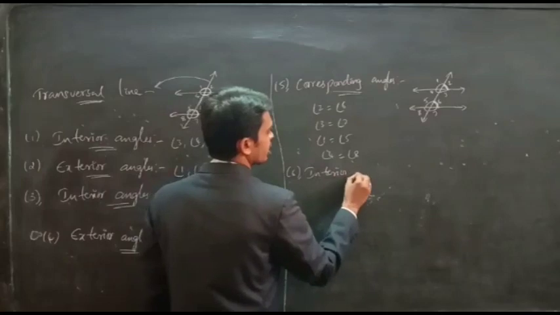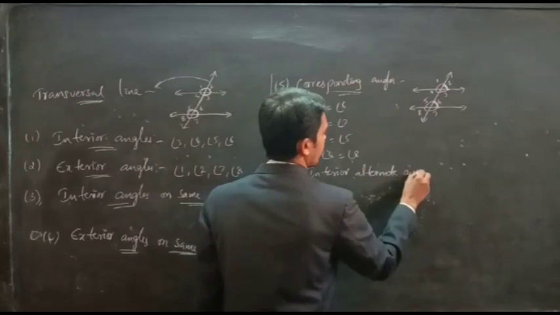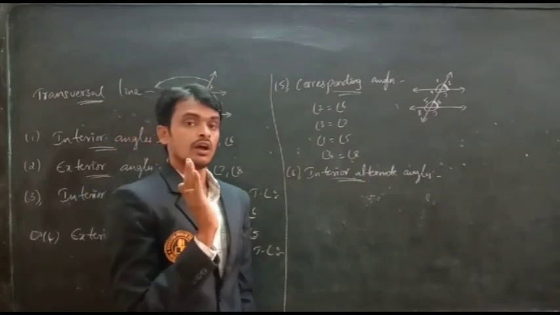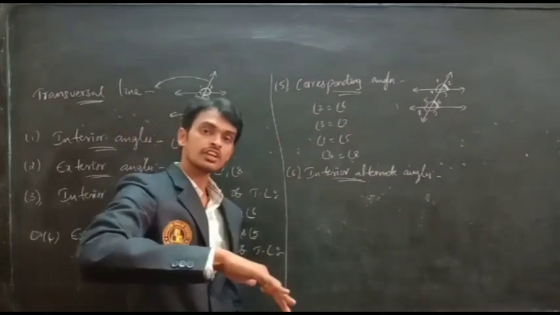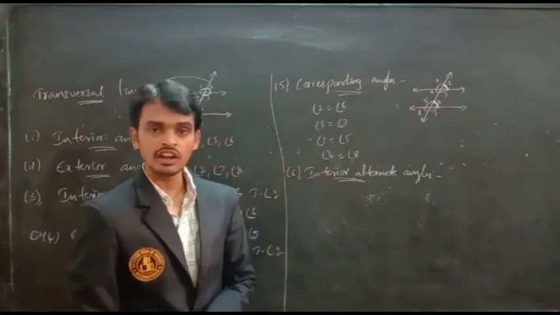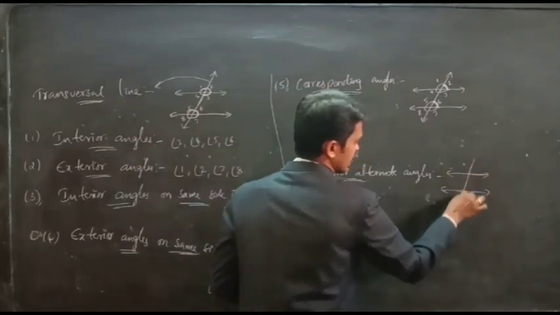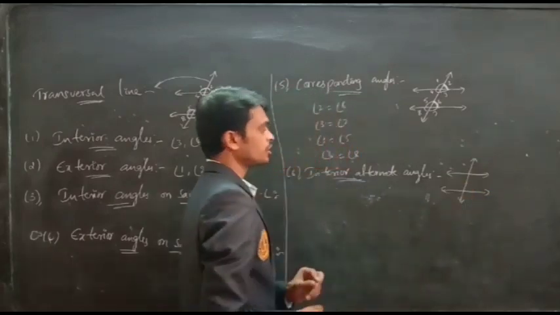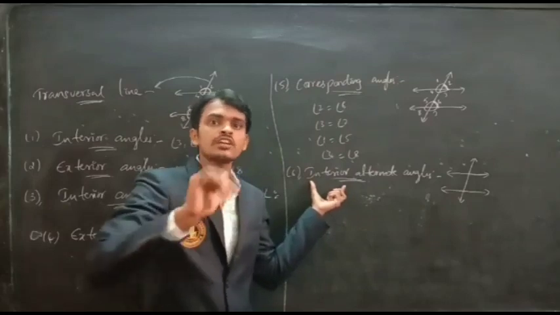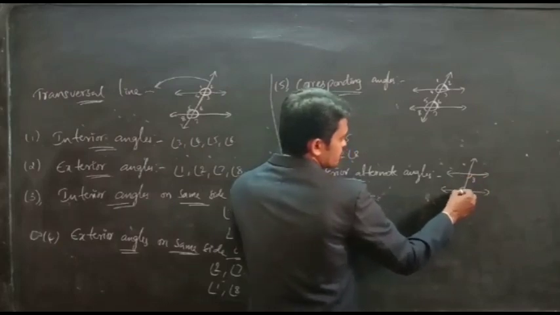Now the sixth one: interior alternate angles. Alternate angles are of two types, interior alternate angles and exterior alternate angles. First we will discuss the interior alternate angles. Let us draw the diagram. These are the parallel lines and this is a transversal line. For interior alternate angles, the angle should be interior but on either side of the transversal line. Here this is 3 and this is 5.